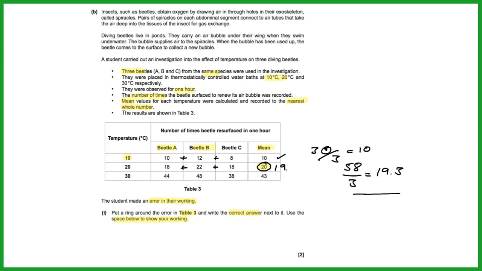And then 44 plus 48 plus 38 gives us 130, and we divide by 3, and that's going to give us 43.3. So that's again the correct answer of 43, so that we know that now the correct one is that the mean of 20 is incorrect and that 19 is the right answer, and that we should have put this in as our working.